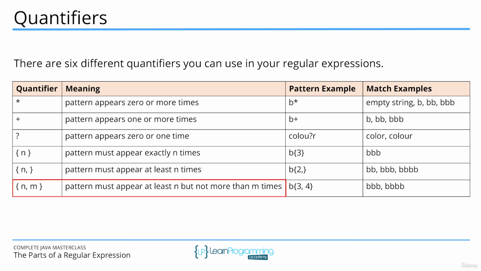If you include 2 numbers in the curly braces, you're really specifying a lower and upper range. In the example here, I specify B, then 3, 4 in curly braces. Any text that contains a minimum of 3 Bs or a maximum of 4 contiguous B letters will match this pattern. Okay, so now I'll try out some of these quantifiers in my code.